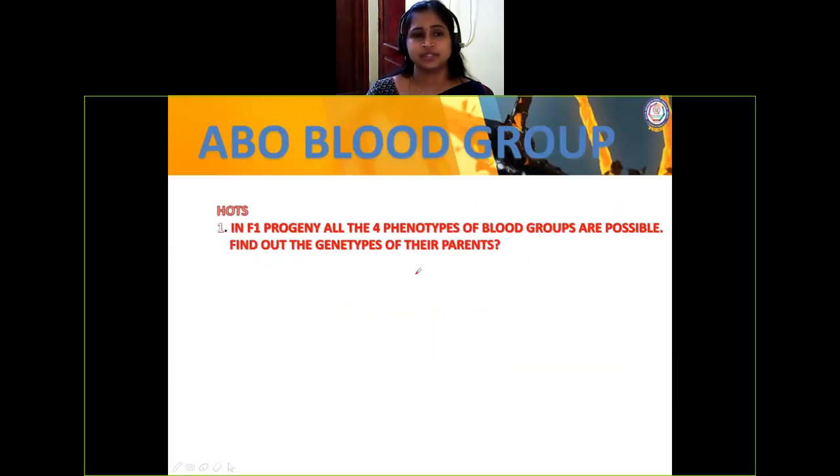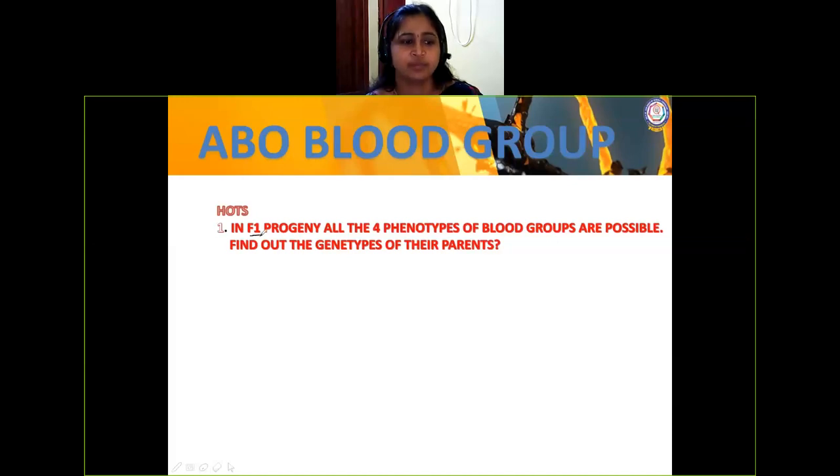So here is a question. If in F1 progeny all the four phenotypes are possible, like A, B, AB, and O, what will be the genotype of their parents? It's a tricky question, but very simple. I'll read and pull out the clues. Always the question will carry a clue. We have to just check that. So we'll see here.